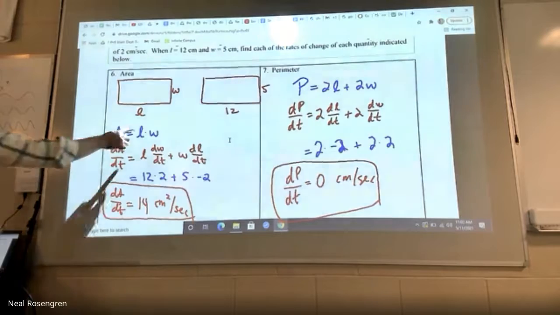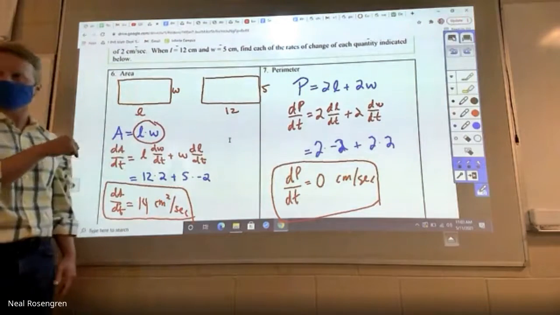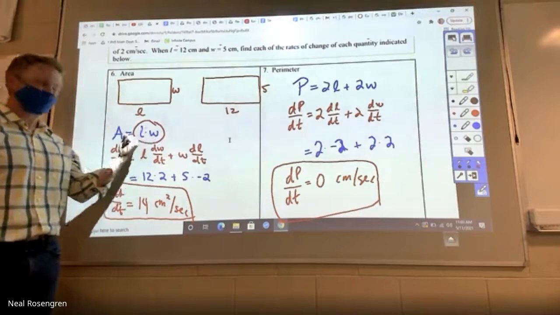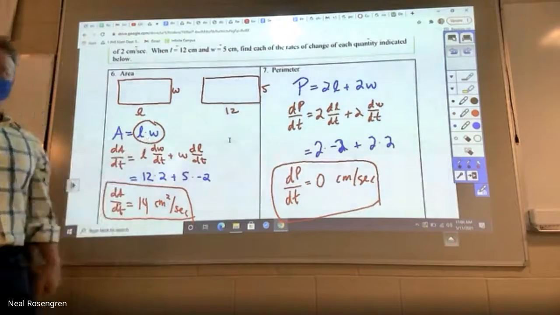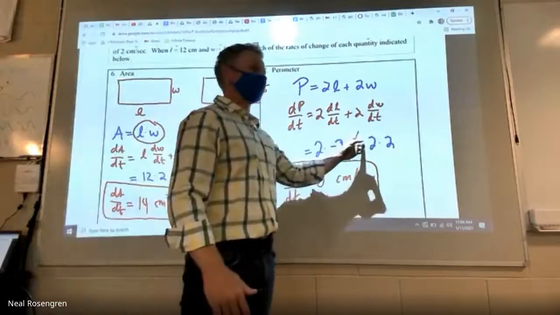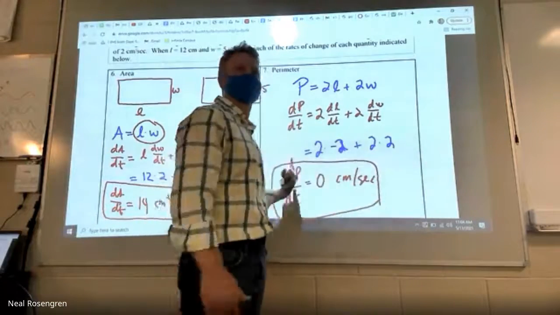And take a look. What degree is the area equation? What degree is this, length times width? Second degree. What kind of equation is degree 2? Quadratic, right? And so there's going to be a maximum. It all works. It's amazing, right? The length is decreasing at the same rate the width is increasing. That's why the perimeter is not changing.